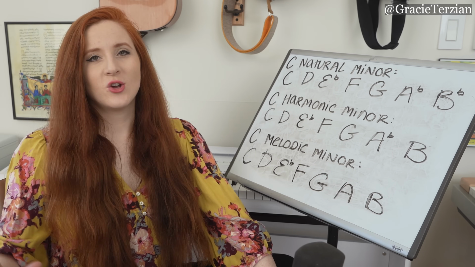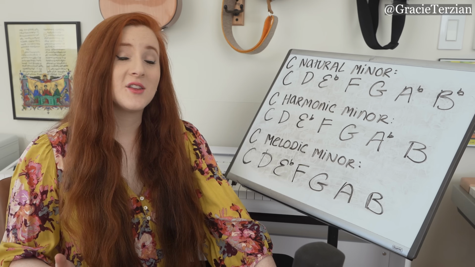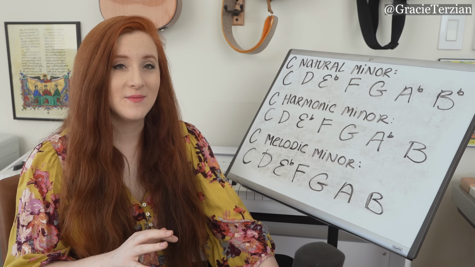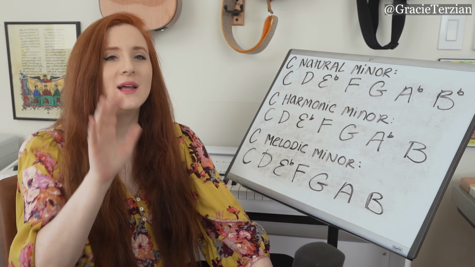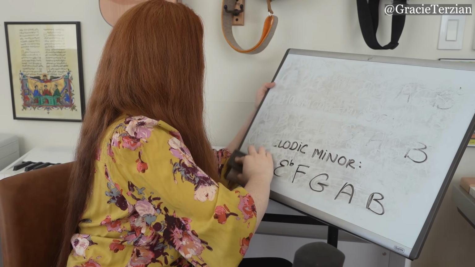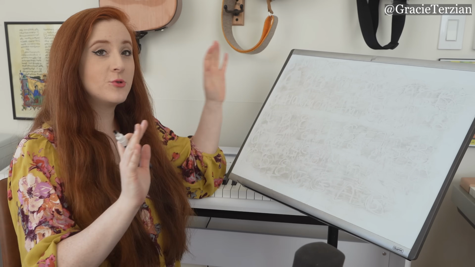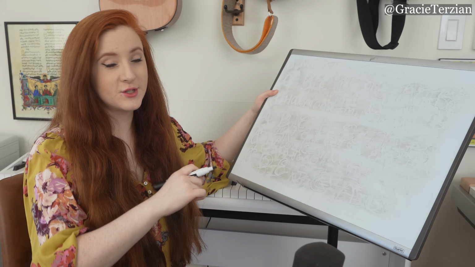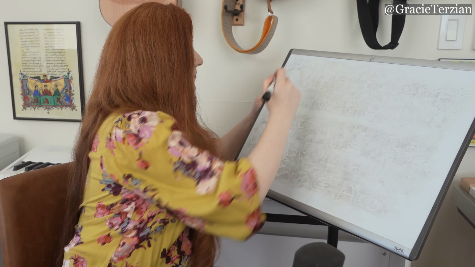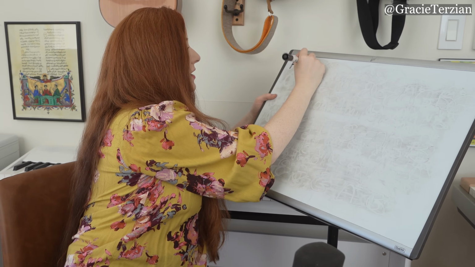So diatonic chords are a family of chords that are connected to a specific key. And every chord is built using notes in the corresponding scale. Let me show you what I mean. I'm taking us back to the A natural minor scale because it's the simplest one to start with, because it's just all of the white keys on the piano. So here is the A natural minor scale.